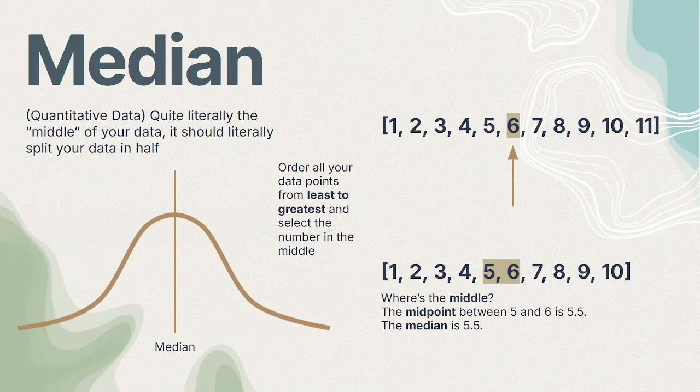The median is quite literally the middle of your data. It should split your data exactly in half. To find it, order all your data points from least to greatest and select the number in the middle. For example, with the data 1 through 11, the middle number is 6. But if you have an even number of data points, let's say 1 through 10, there's no single middle number. So you take the midpoint between the two middle values. Here, it's between 5 and 6, so the median is 5.5.